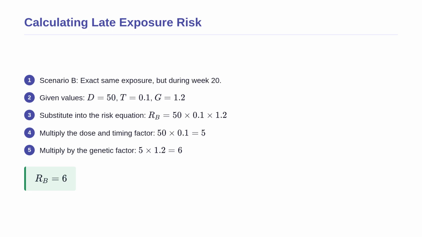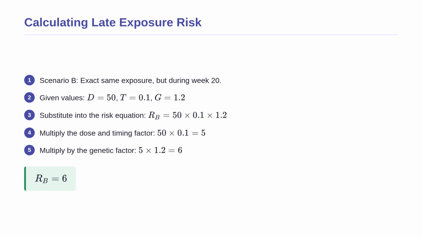Now, let us see what happens if the exact same exposure occurs much later. In scenario B, the exposure happens during week 20. The dose remains 50 and the genetic factor remains 1.2, but the timing factor drops significantly to 0.1 because week 20 is in the fetal period.